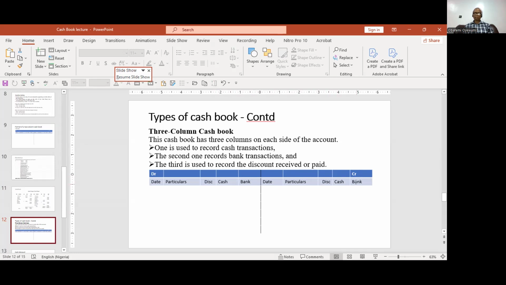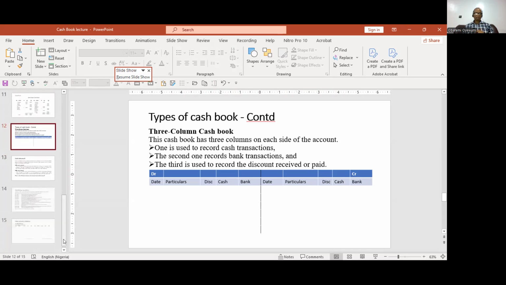Now, when we talk about this column, we're actually looking at where you have values, where figures will be recorded, not necessarily where you have the date, particulars, and all. We're talking about where the amount will be recorded. That's what you use to label the type of cash book. In this case, one is used to record cash transactions. The second one records bank transactions, and the third one is used to record discount received or paid. Okay, so let's move.